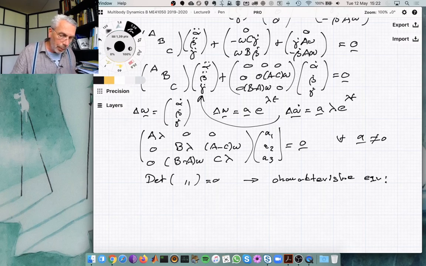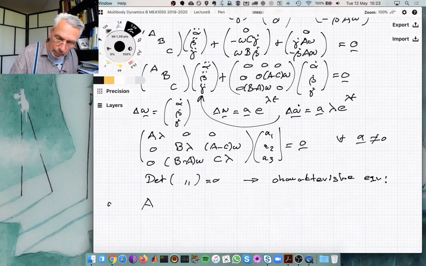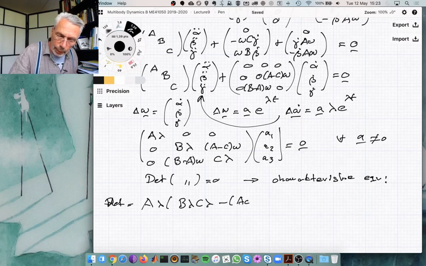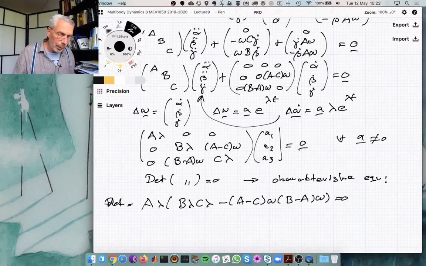And the characteristic equation is then, well, you have to take the determinant of this, so that's this times this determinant, and this is all 0, so you can skip that. The determinant D is a lambda times, and then B lambda C lambda minus A minus, again, A minus C omega times B minus A omega. And that should be 0. And from that we want to solve for the lambdas.